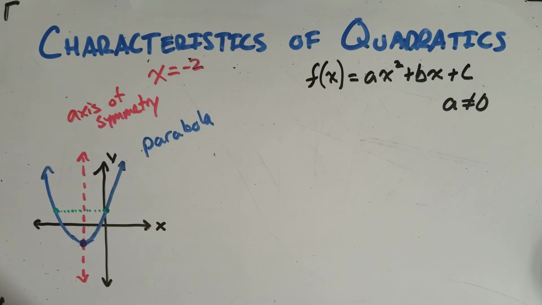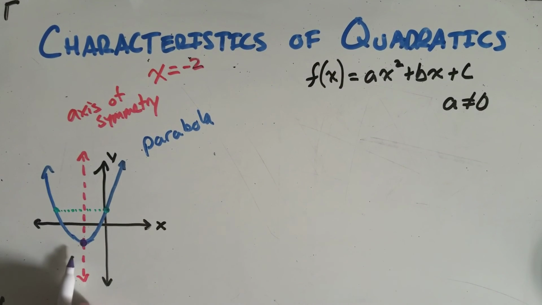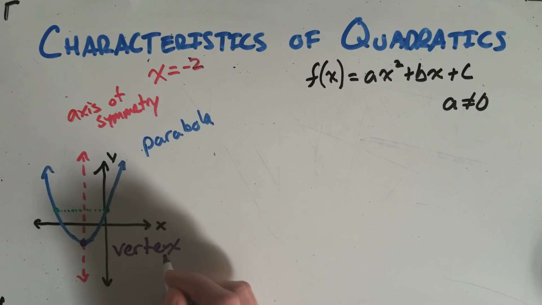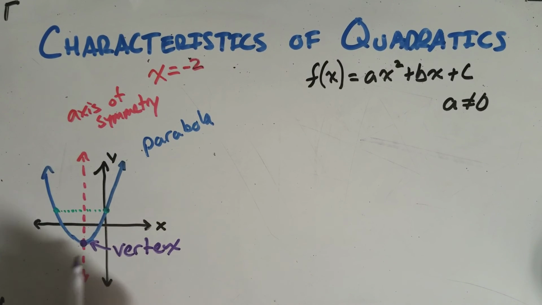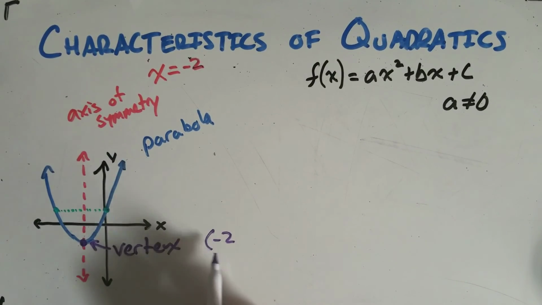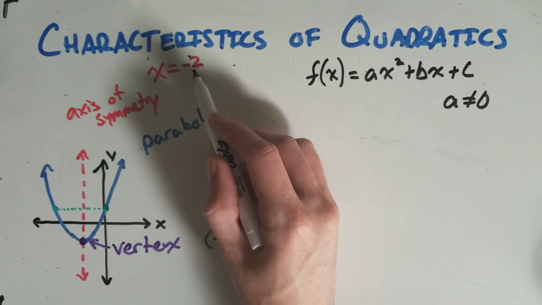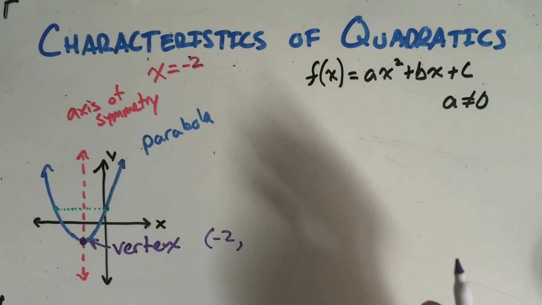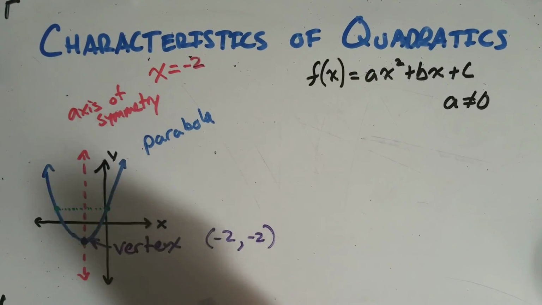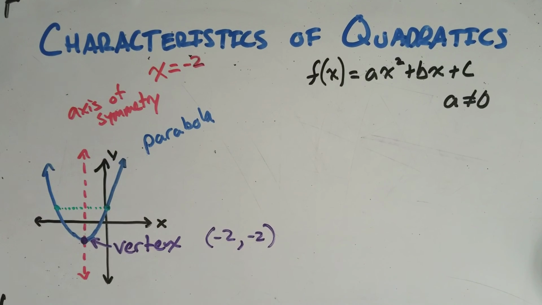Now the axis of symmetry will touch the parabola at exactly one point, and that point we call the vertex. So this is the vertex. This point right here where the axis of symmetry touches the parabola, and the vertex will always have the x coordinate that's the same as the axis of symmetry. So for the axis of symmetry x equals -2, your x coordinate is -2, and then your y can be anything. And for this example that we have on here, it actually is -2 as well. But the x will always match up with the axis of symmetry. The y depends on how far up or down you are.